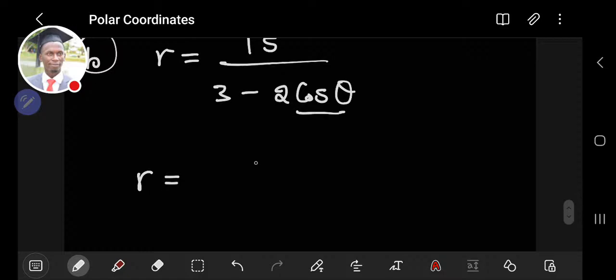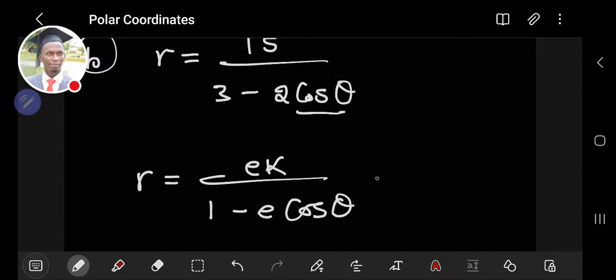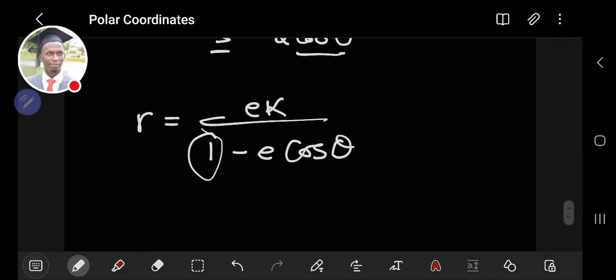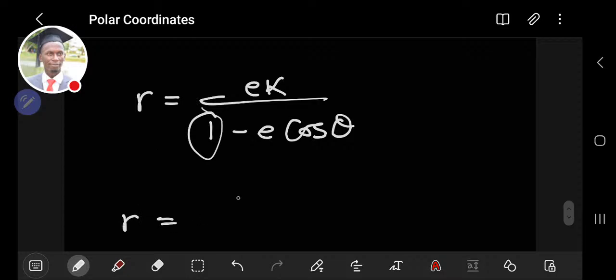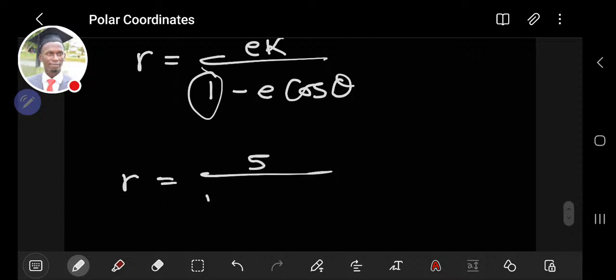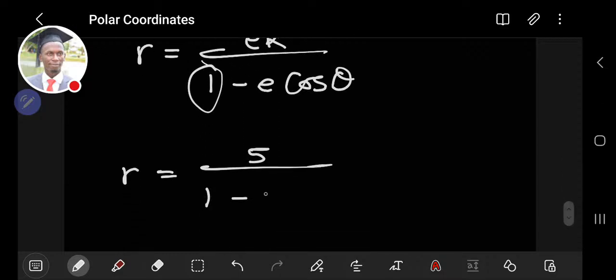So the standard form has to be ek over 1. Don't forget, this is always the 1, the first one. Then minus e cos theta. So when I compare, this has to be a 1. It's a 3 currently. So let's divide through by 3. We end up with r is equals to, it's going to be 15 divided by 3, which is just going to be a 5. Then 3 by 3, that's just a 1, minus. Then we have 2 divided by 3, it's going to remain, and then cos theta here.